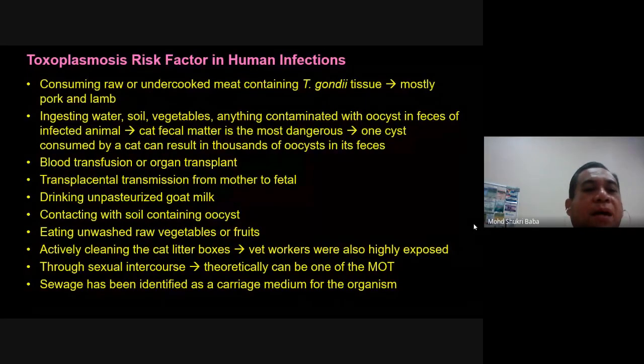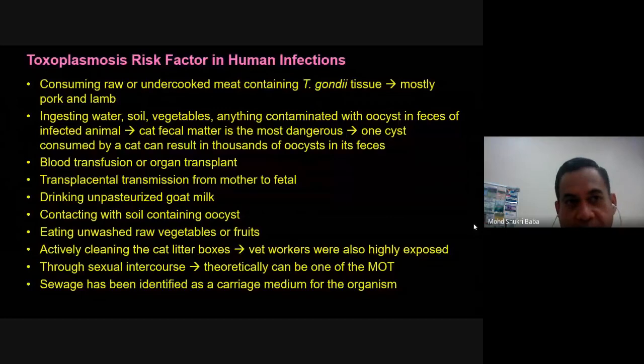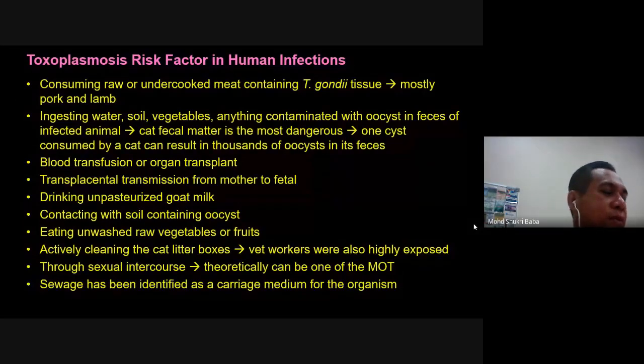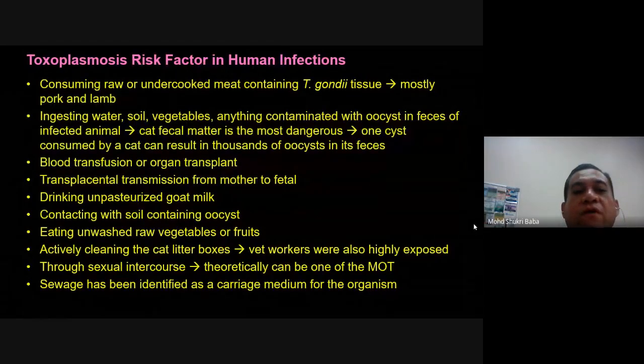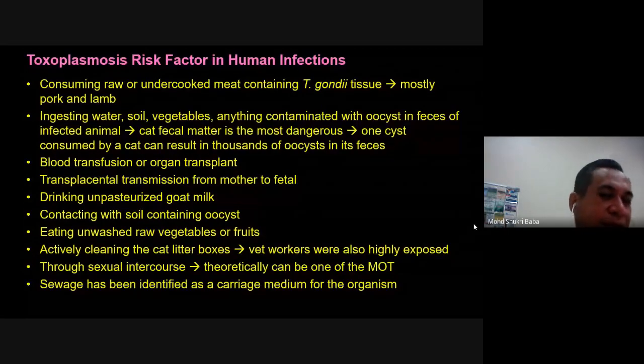Alright. Blood transfusion or organ transplant can also transmit it, as in the picture I showed earlier. Transplacental transmission, from mother to fetus. Drinking unpasteurized goat milk, because it can occur in goats too, in the milk. Contact with soil containing oocysts, eating unwashed raw vegetables or fruits. Actively cleaning the cat litter boxes.